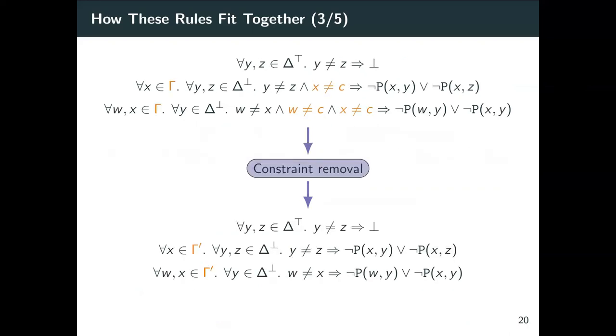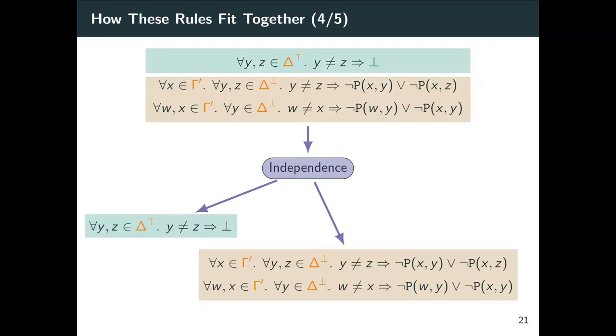Then we do constraint removal. So again, we have the situation where for domain gamma, whenever a variable is associated with this domain, we have a constraint that it's not equal to C. So we replace it with gamma prime. Then we have independence. The first clause only mentions domain delta top, and the other two clauses only mention domains gamma prime and delta bot. So we can reason about the two subformulas independently.